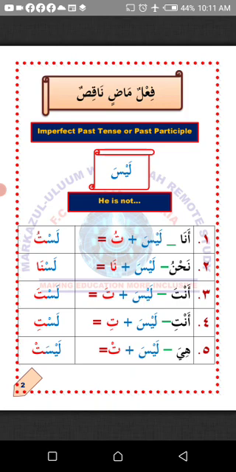Laysa simply means he is not. He in Arabic is huwa, which is the opposite of hiya, she. So how do we now change the verb laysa to suit the following pronouns? Wahid, number one. Ana, I. So how do we change the verb laysa to suit ana? All you need to do is to attach ta'un carrying dhamma to the last letter. Then you give sukun to the letter before it. So the verb laysa will now become lastu, which means I am not.